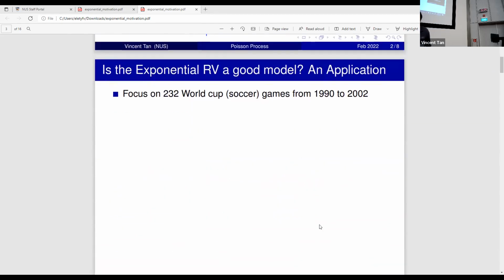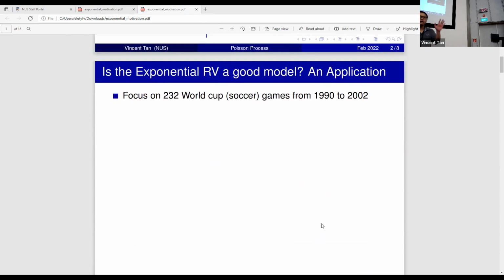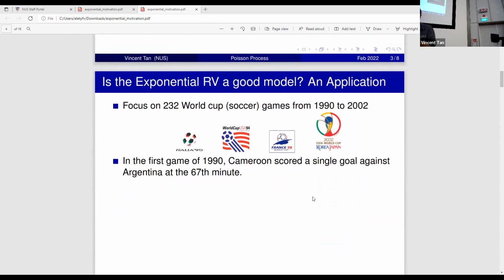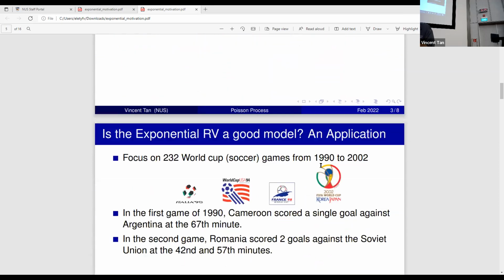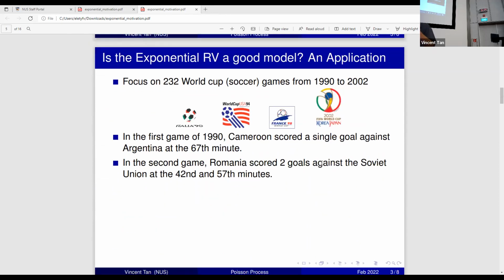So we want to see whether this is a good model. Before you were born, there was the World Cup. We are going to focus on the 232 World Cup or soccer games from 1990 to 2002, when you were not born yet. In the first game in the 1990 World Cup held in Italy, Cameroon scored a goal against the reigning champions Argentina in the 67th minute. In the second game, Romania scored 2 goals against the former Soviet Union at the 42nd and the 57th minutes.